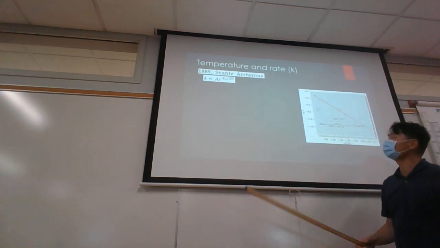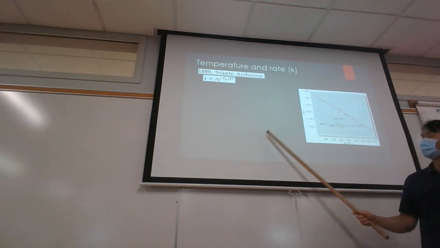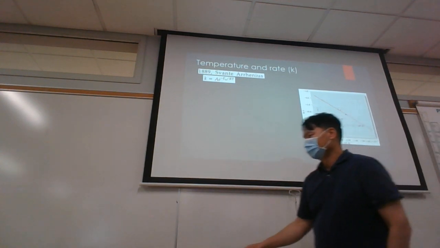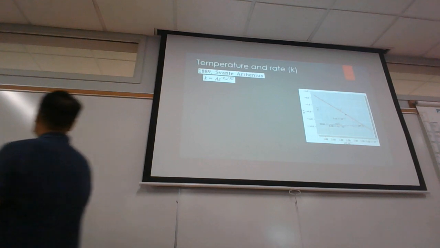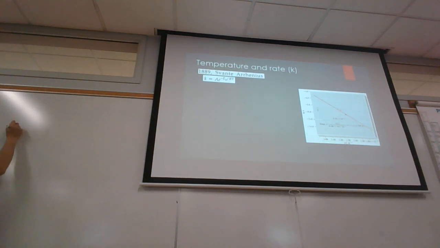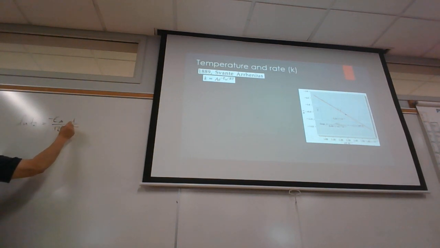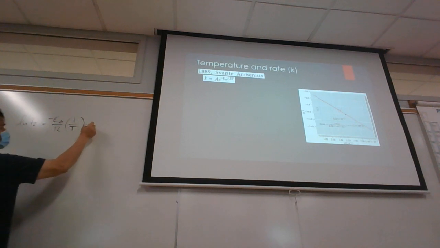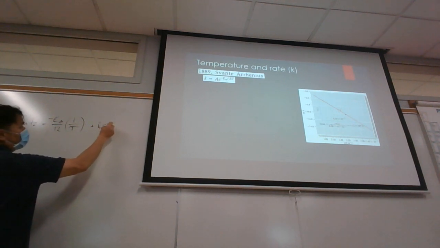There are different forms of the Arrhenius equation that we can look at. This is one form of the Arrhenius equation. The other form is to take the natural log of both sides. If we take the natural log of k, this is going to equal negative Ea over R. This is a constant, and then the variable would be 1 over T, the temperature, plus ln of A.